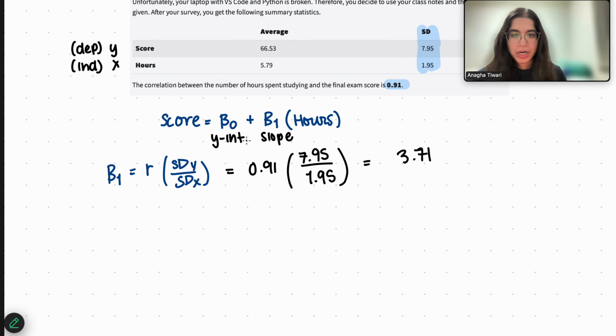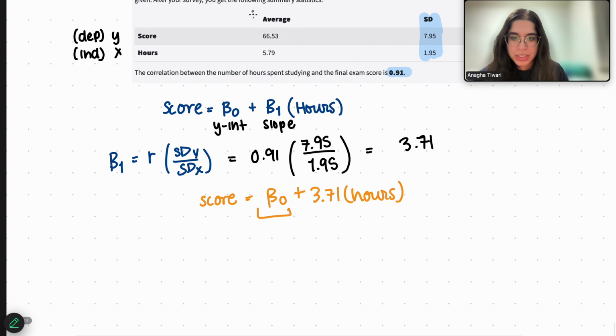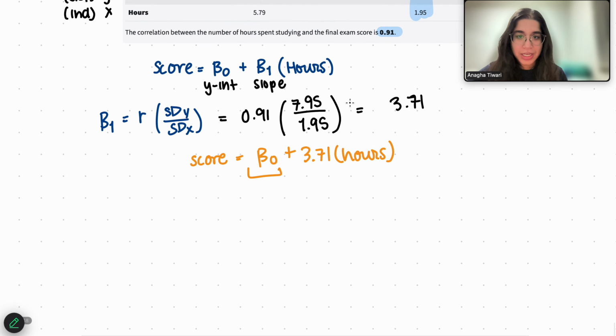So now our equation is basically going to be your score equals beta 0, which is our intercept, which is still unknown, plus 3.71 times our hours. Now to calculate beta 0, it's just simple algebra, just moving things around, because our averages are also given to us, which is another data point that we can use, right?